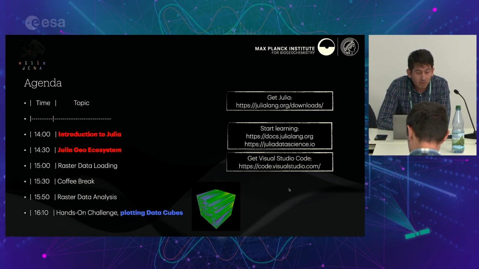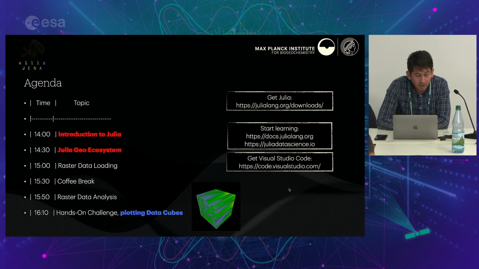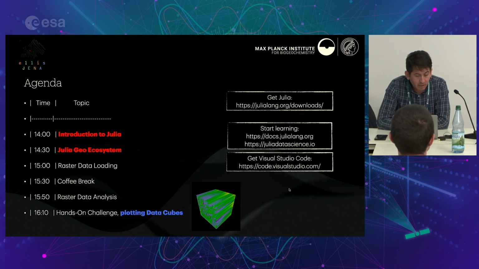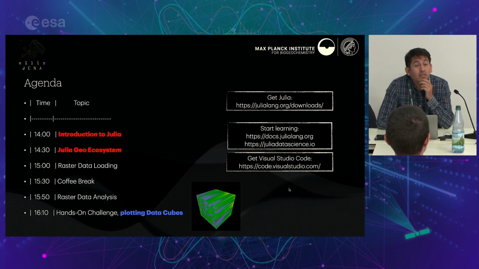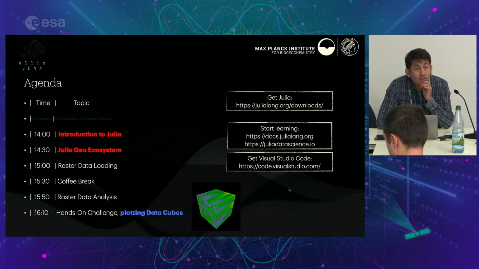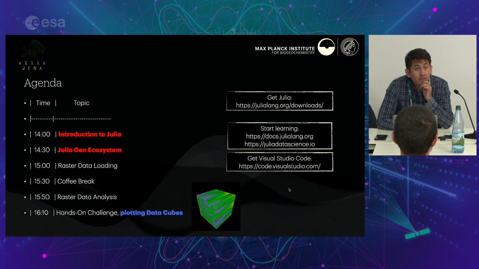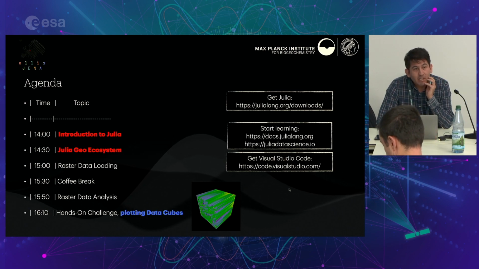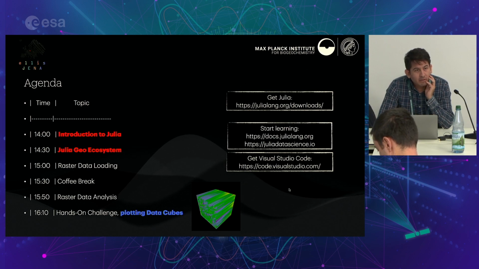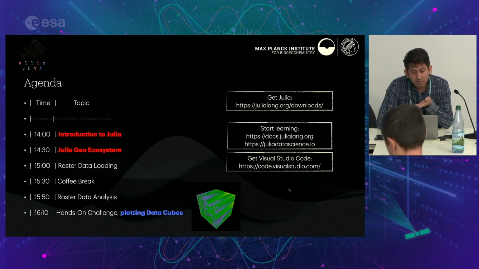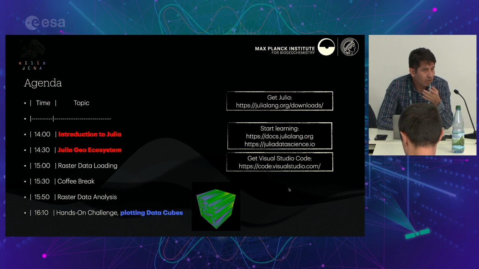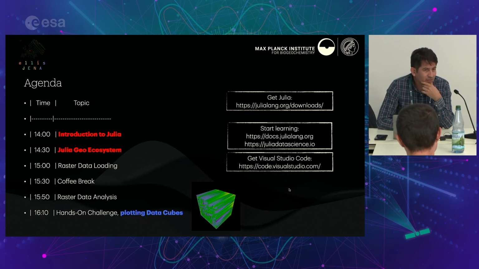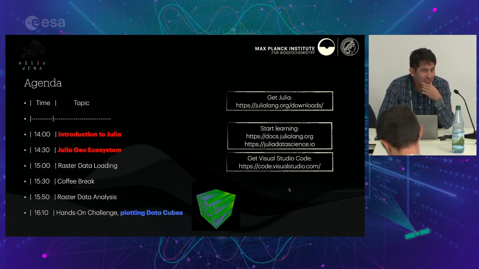The second part will be raster data loading and raster data analysis. Is there any processing difference to use in Visual Studio Code or in a simple Jupyter notebook? I mean, the workflow will be the same. It will be exactly the same, but actually in Visual Studio Code, I would be doing a notebook as well. Okay. So it will be fine.